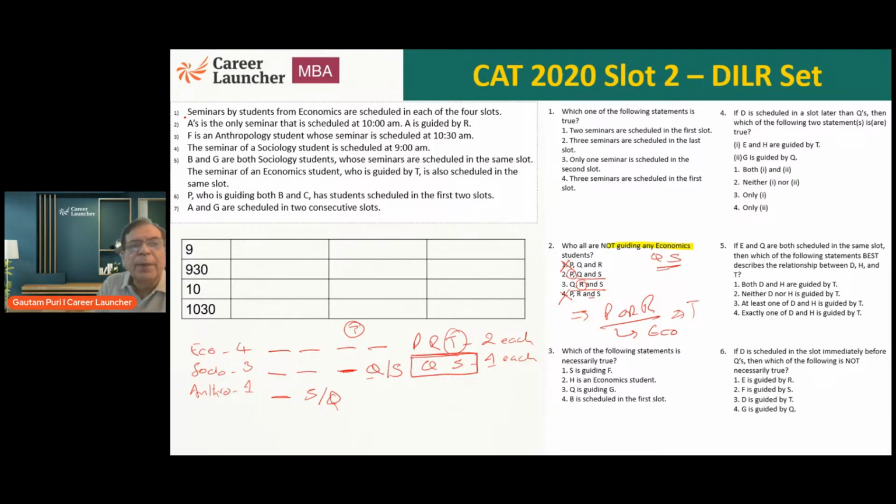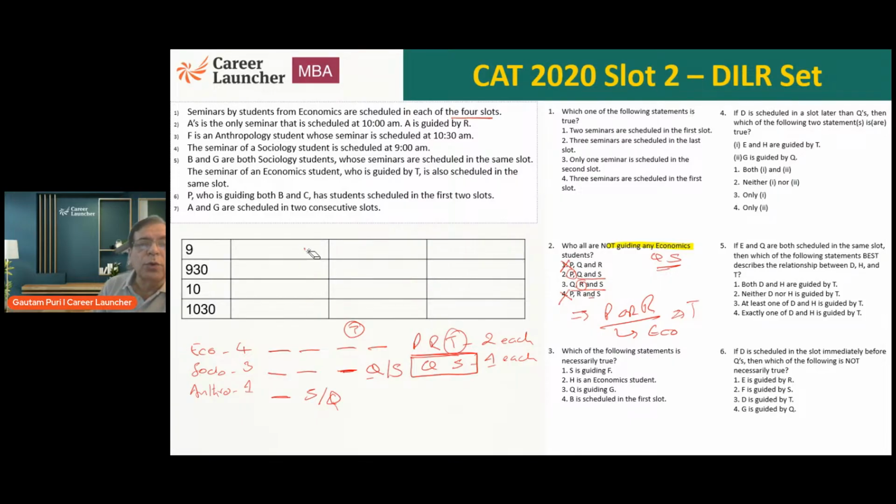Statement 1. Seminars by students from economics are scheduled in each of the 4 slots. Every slot has 1 student of economics. Remember, there are 4 students of economics, 2 guides. That means these 2 can be economics, these 2 can be economics. Is it possible to have 2 out here and 2 out here? No, because then the 4th slot will be vacant.